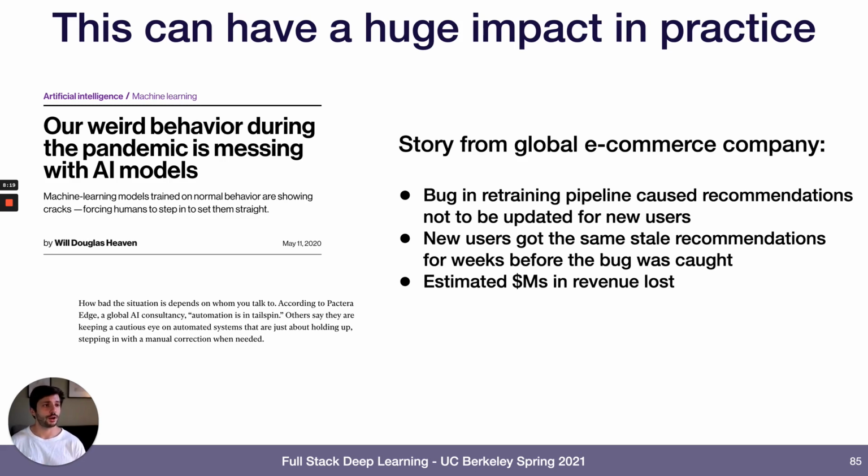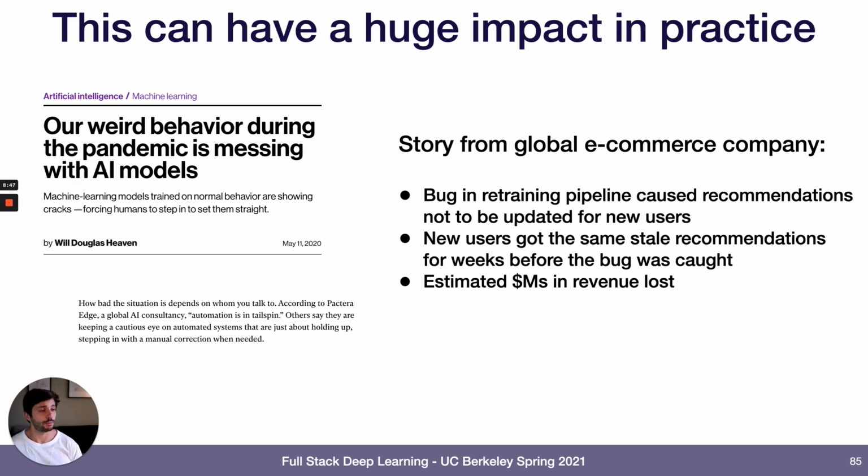Another story that I heard from someone who was building a machine learning system at an e-commerce type company is that they had a bug in their retraining pipeline that caused them to make the same recommendations for their users over and over again. And so the new users that came in particularly were just saying, oh, this service is just telling me to do the same thing over and over again. This is not useful. Most of them churned, and they estimated that it took them a month or a couple of months to catch this, and they lost millions of dollars in revenue as a result of this bug.